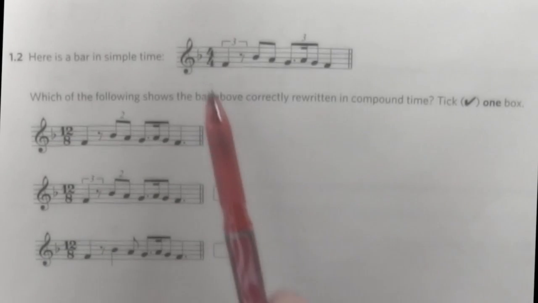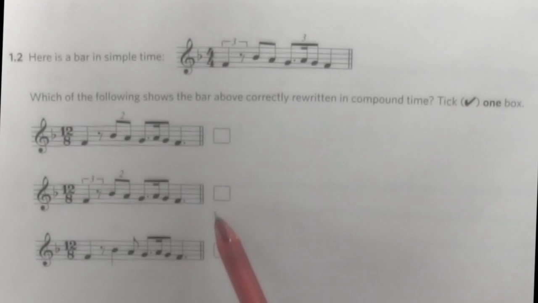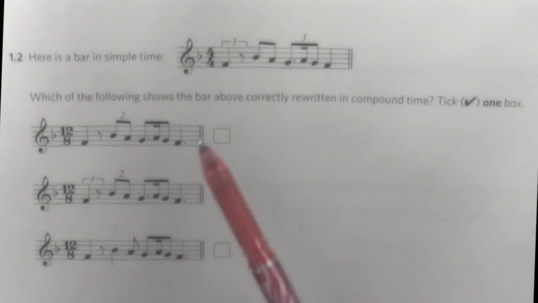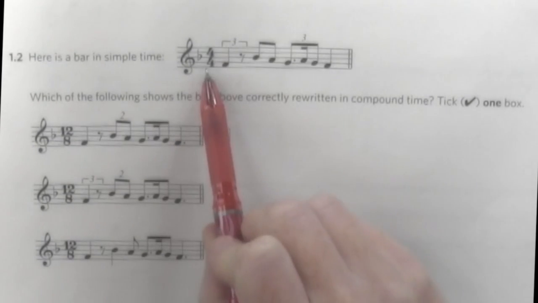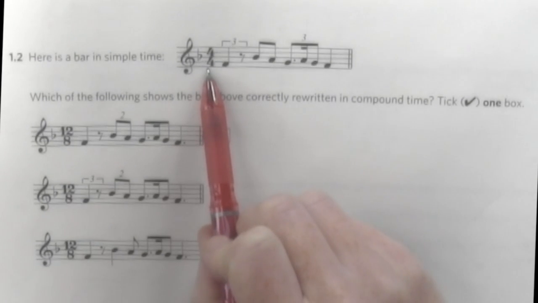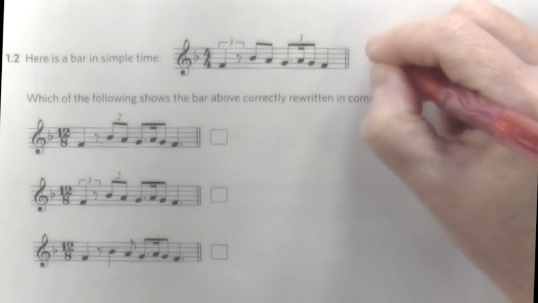In this question, we are asked to compare this bar with these 3 bars and tick the only box that shows the correct version of this bar rewritten in compound time. So we are in 4/4. The equivalent version of 4/4 in compound time is 12/8.